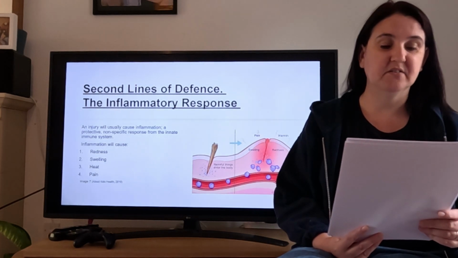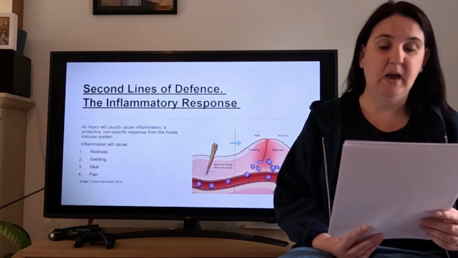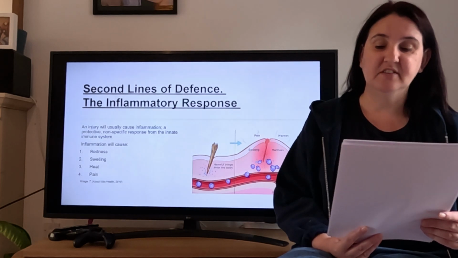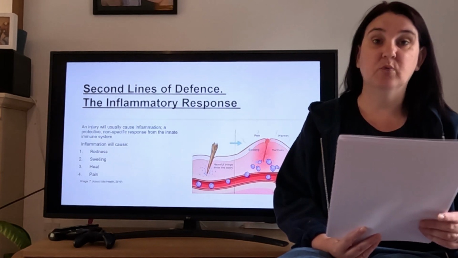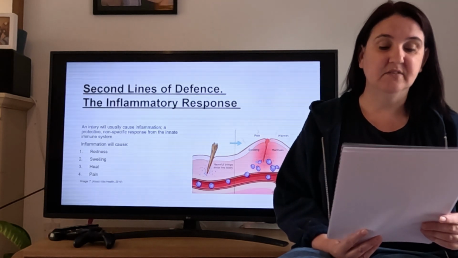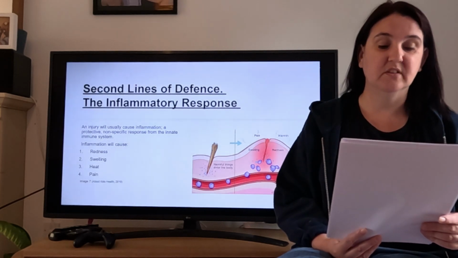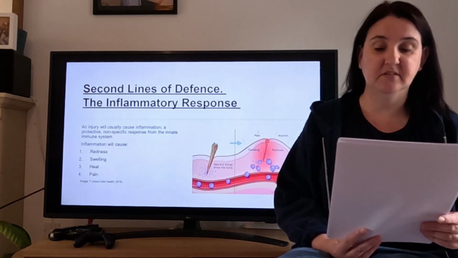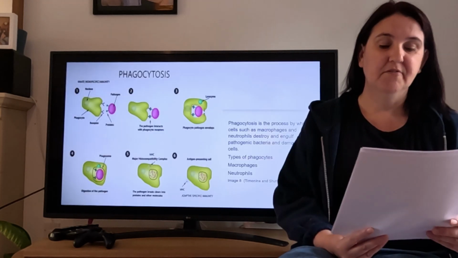Endothelial cells retract in the cell wall, allowing plasma and proteins known as exudate to enter the site. This is what causes the clinical sign of swelling. Kinin proteins are activated, causing the nerve cells in the area to become sensitive, which causes pain.